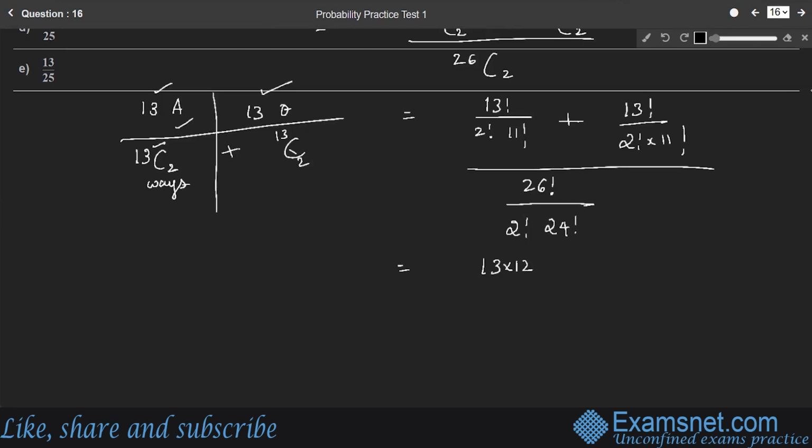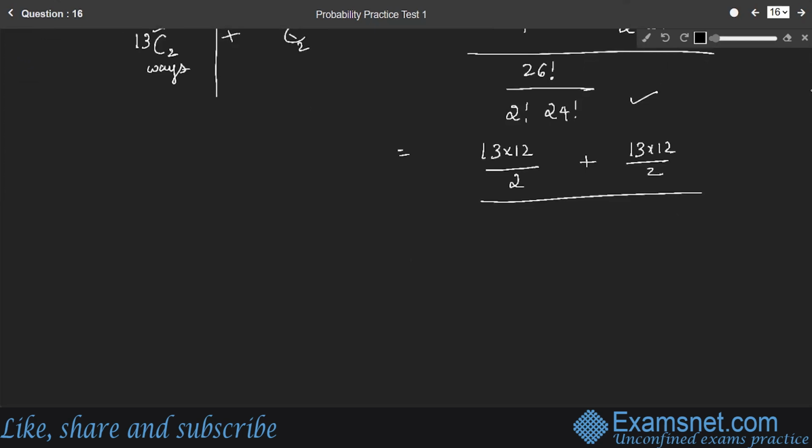So that the remaining part in 13 factorial will get cancelled with 11 factorial, divided by 2 factorial, which is 2, plus 13 into 12 by 2, whole divided by, here in the denominator part we can write 26 into 25, and the remaining parts are nothing but 24 into 23 and so on up to 1. That part will get cancelled with 24 factorial in the denominator. Divided by 2 factorial is 2, right? So we have 2 into 6 is 12.